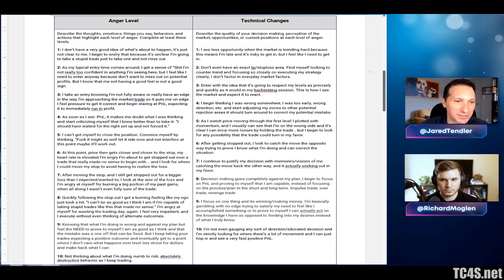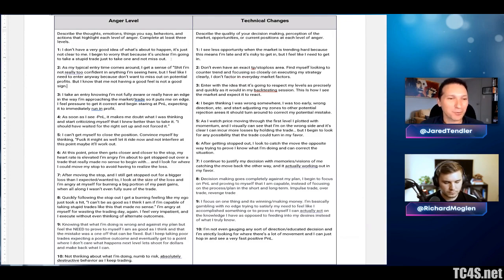Let me just read this first one just so you can kind of see what we're talking about here. So at level 1, I don't have a very good idea of what's about to happen. It's just not clear to me. I begin to worry that because it's unclear, I'm going to take a stupid trade just to take one and not miss out. Okay. So it's a very, very subtle sign that was not obvious early on.